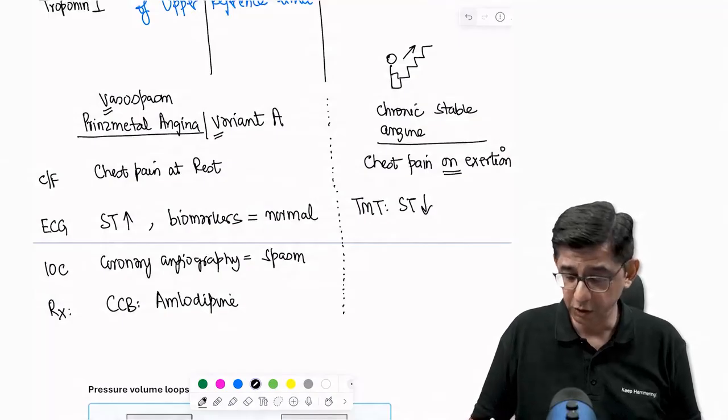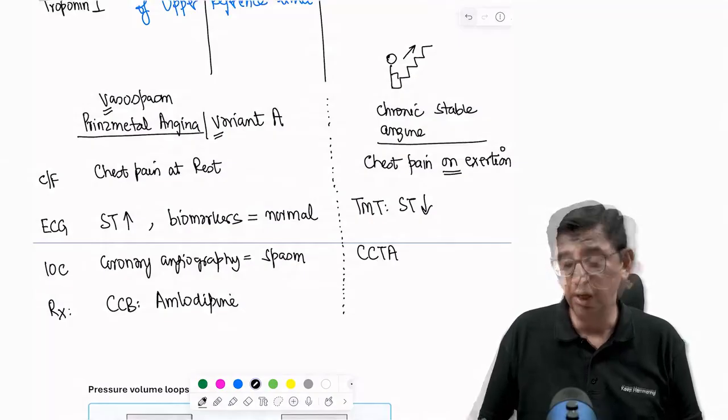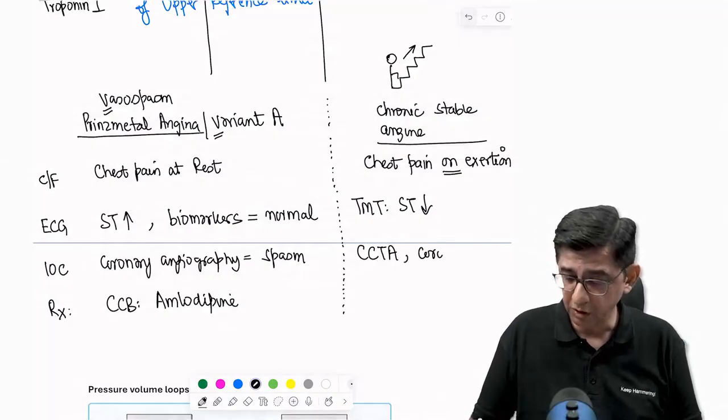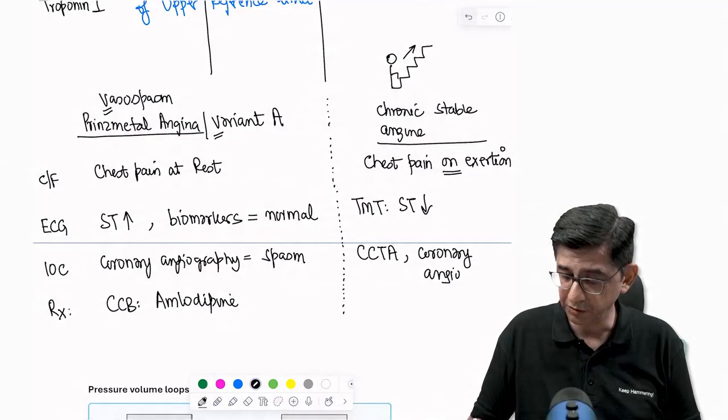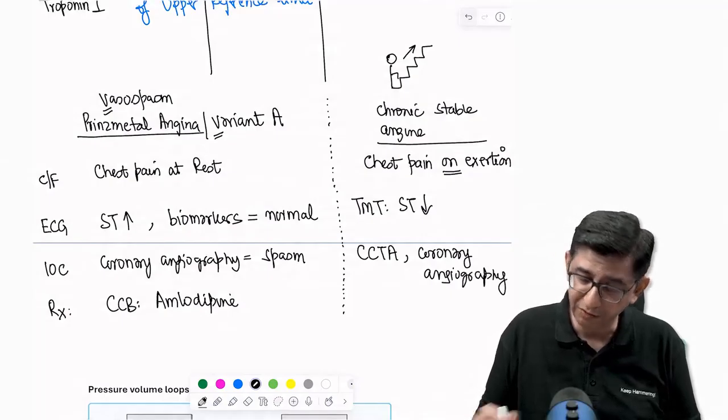लेकिन यहाँ पे जो इन्वेस्टिगेशन चॉइस है आइडली वो होता है CCTA, that is coronary CT angiography. We can also be doing a coronary angiography in this condition which will show a fixed obstruction. We can also do a coronary angiography in this patient, लेकिन ना coronary angiography invasive होती है.